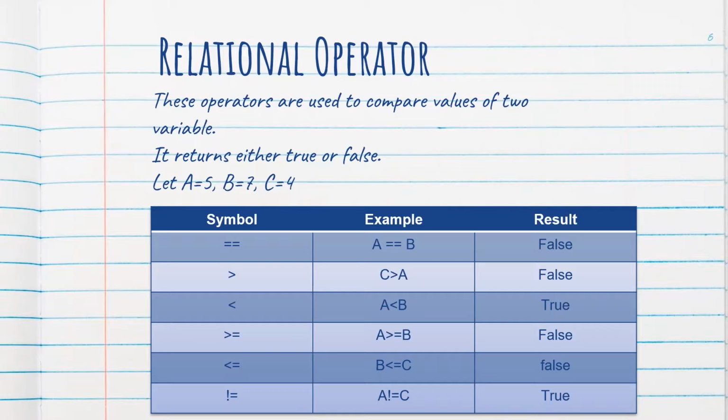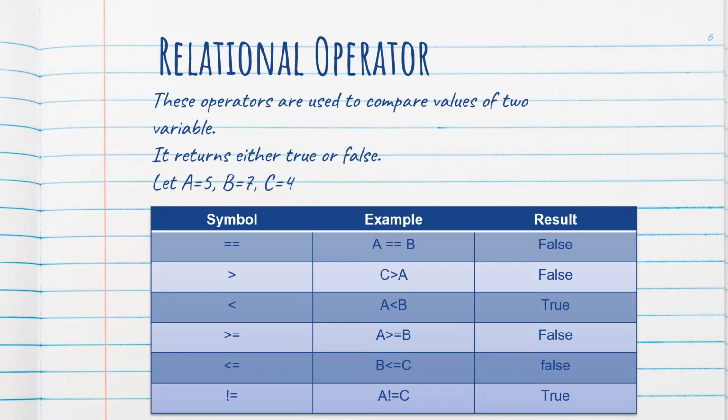Now you can see that if we write A is equal to B, which is a relational operator, A double equal to B, the result will be false because A is not equal to B. A is equal to 5 and B is equal to 7. So this statement is false.